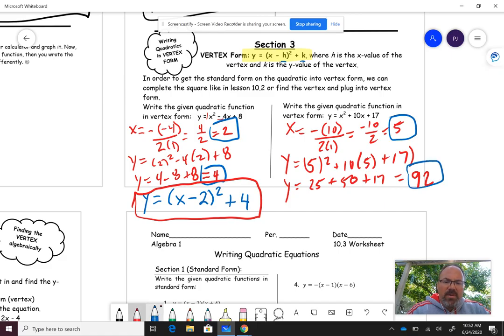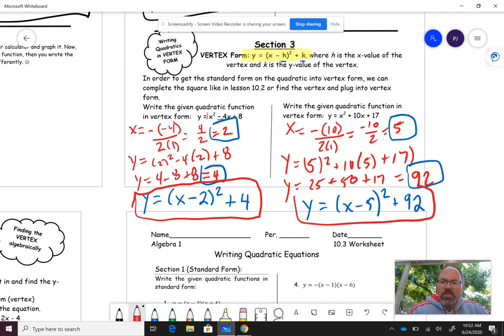Good thing we don't need to graph that one. So what is that going to look like for vertex form? y is equal to (x minus 5) squared plus 92. And that's one way you can write this in vertex form. It says up here in the notes that you can also do that by completing the square. That's not anything I'm going to take time to go over right now, but it is another option. If you're familiar with completing the square, then by all means, please feel free to use that.